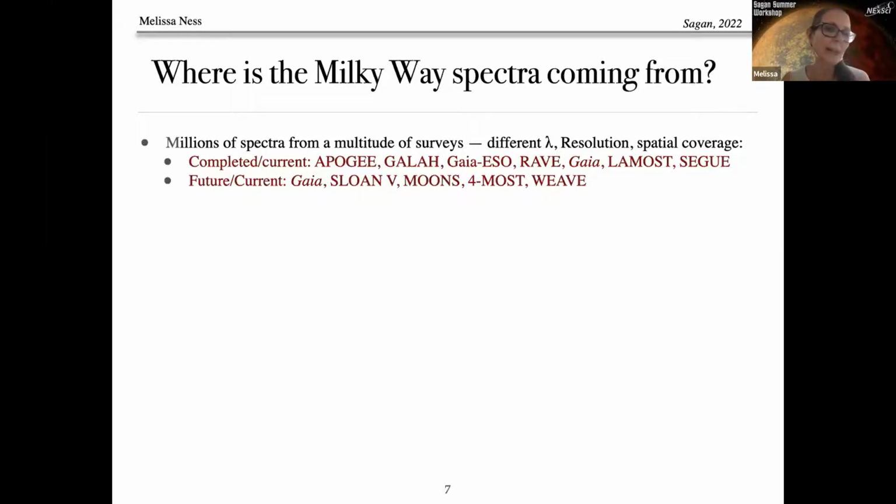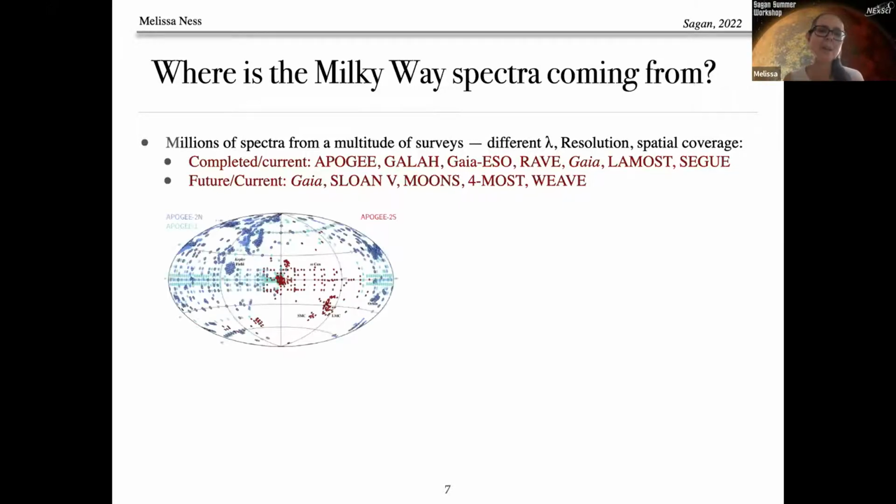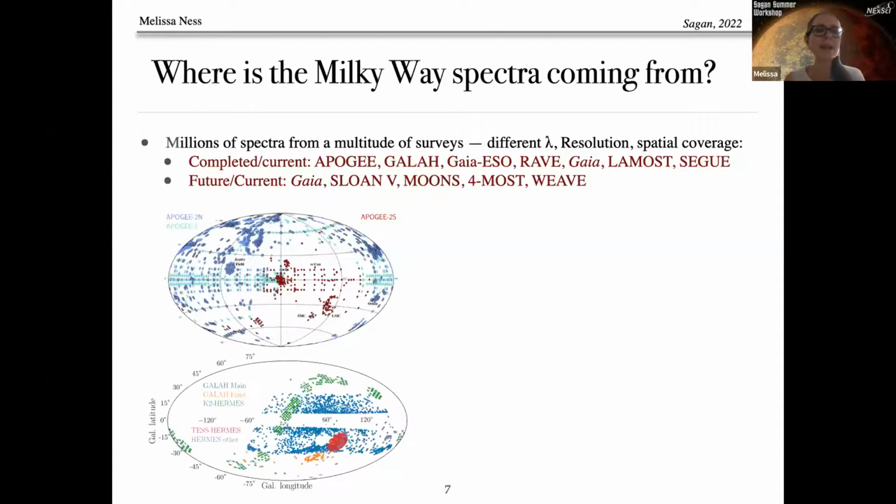And just to give you an example of the different spatial coverage, you can see APOGEE. This is an infrared survey. The infrared can be sensitive to the very dust-dense disk. So this is a survey that observes a lot of stars in the dust-extincted disk, compared to GALAH, which is a survey off the disk. This is in the optical. It observes stars in the much more solar vicinity and avoids the dust extinction region. So these surveys are all very complementary.